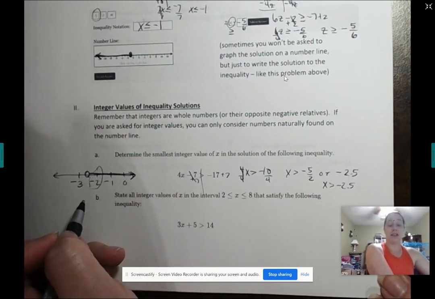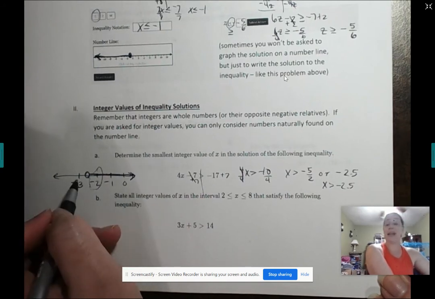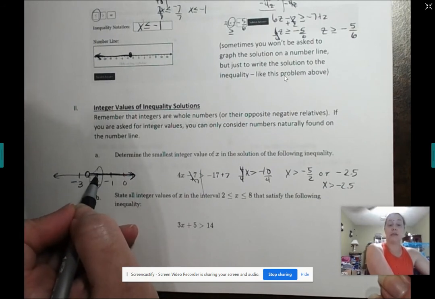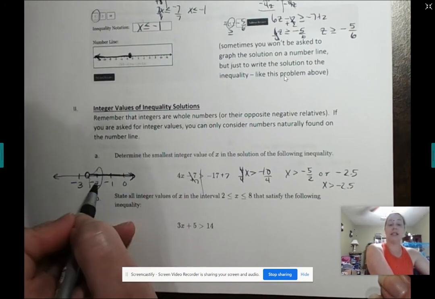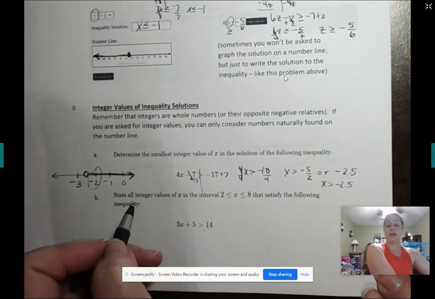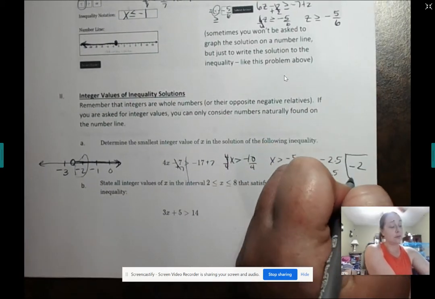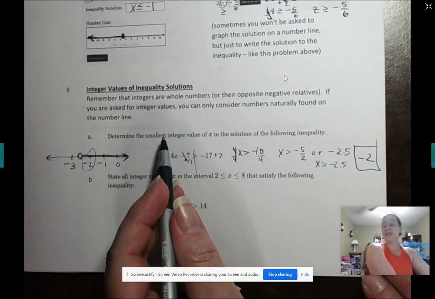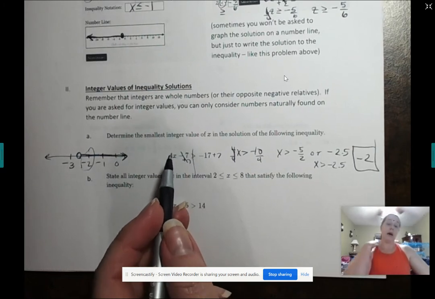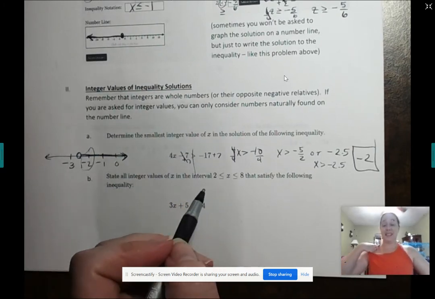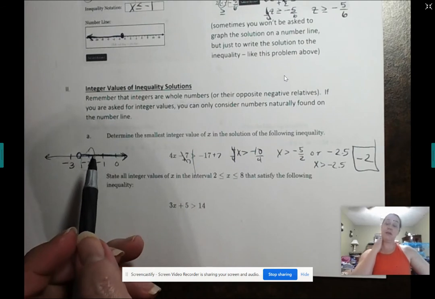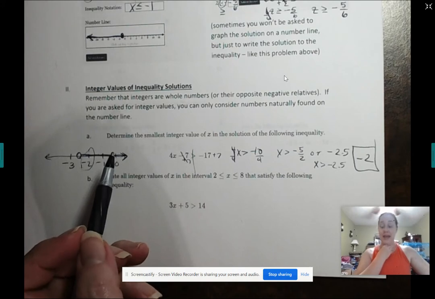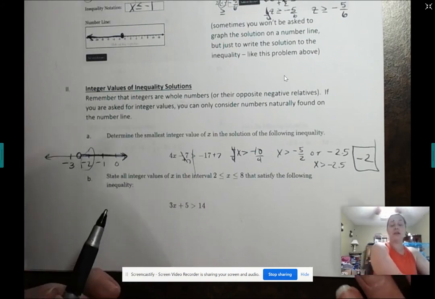-2 is the smallest integer that is included in the solution. -3 is not included because it's not greater than -2.5. The smallest solution that is included in this, that's an integer, is -2. And so you're going to type in -2, literally just the number -2. They could also ask you what's the largest, and it's probably going to be a less than problem, and you're going to be looking for the integer closest to the dot that you made, but still less than. So it's just the reverse.